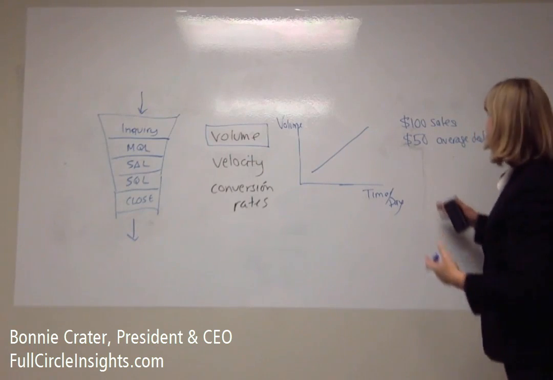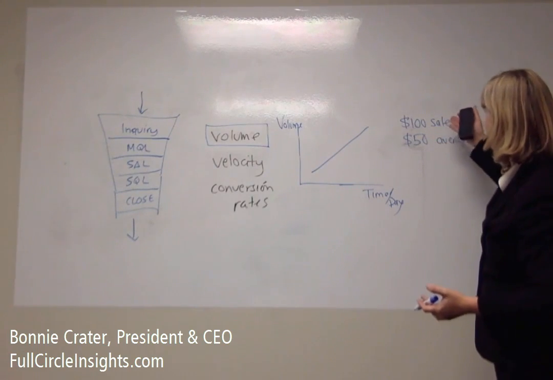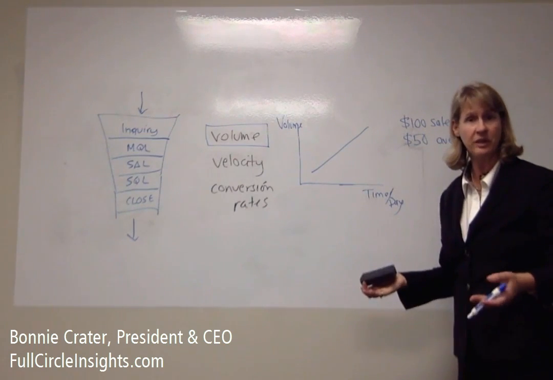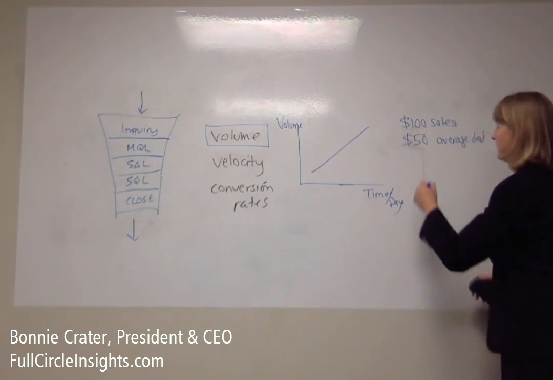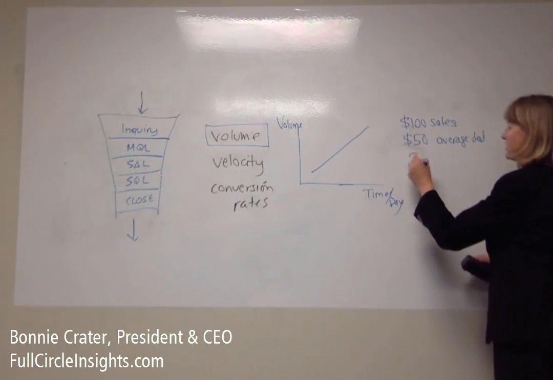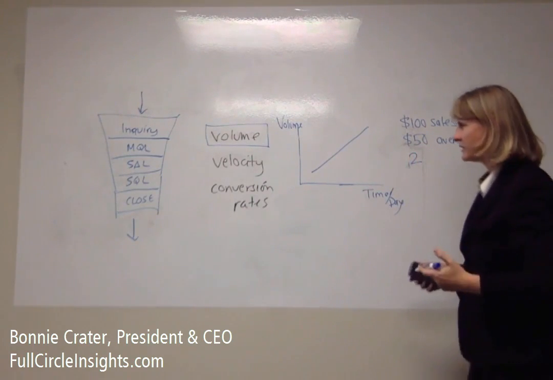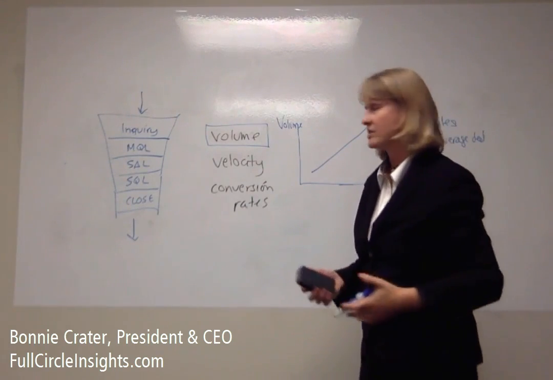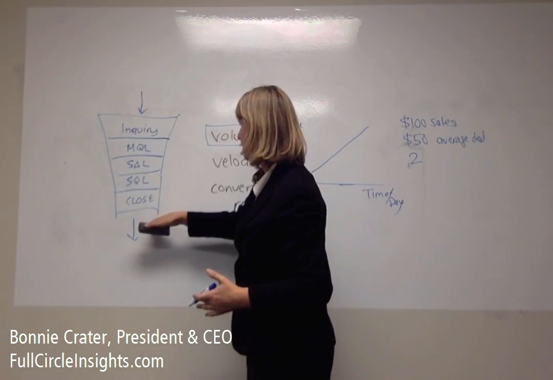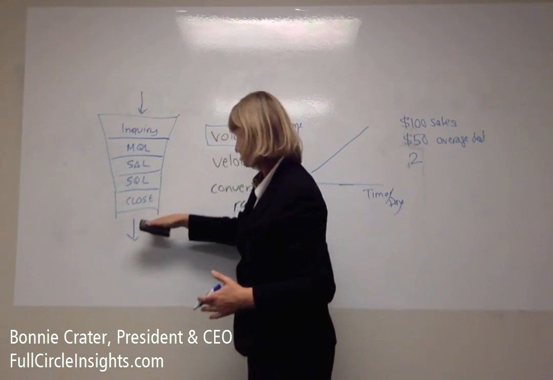And say, when you look at that, you say, okay, we need to generate $100 in sales. Our average deal size is $50. How many deals do we need? Well, that's easy. You need 2 deals to achieve your sales number. Then the next thing we need to know is our conversion rate. So we need to know how many leads we need to put in that will generate the number of deals that we're going to close.